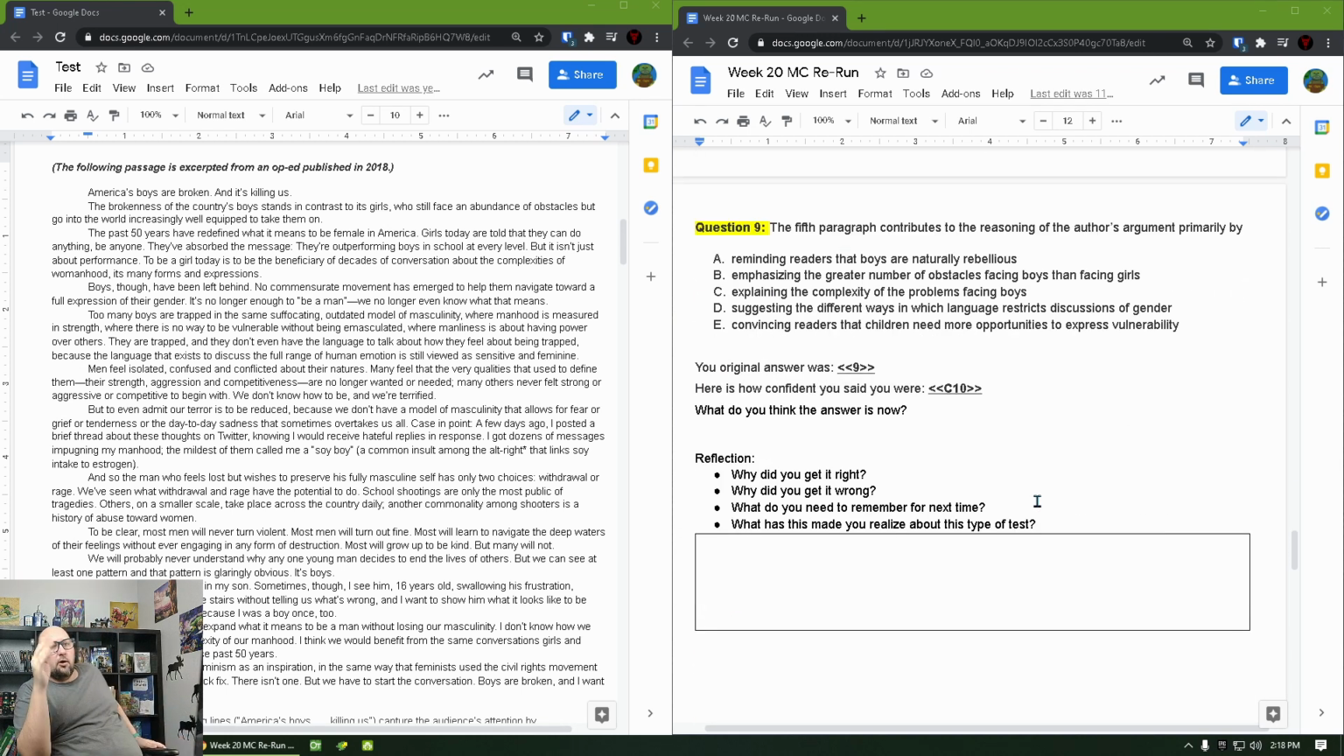Question 9: The fifth paragraph contributes to the reasoning of the author's argument, primarily by A, reminding readers that boys are naturally rebellious, B, emphasizing the greater number of obstacles facing boys than facing girls, C, explaining the complexities of the problems facing boys, D, suggesting the different ways in which language restricts discussions of gender, and E, convincing readers that children need more opportunities to express vulnerability. Again, this one is talking about a specific paragraph, so be sure you're looking in the right place.